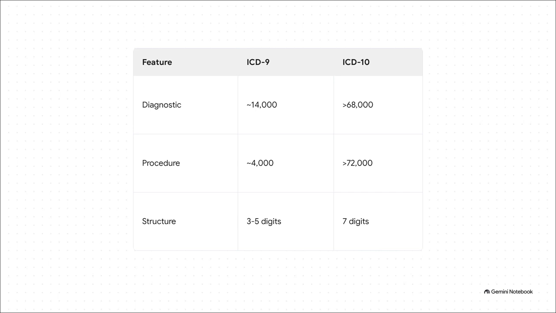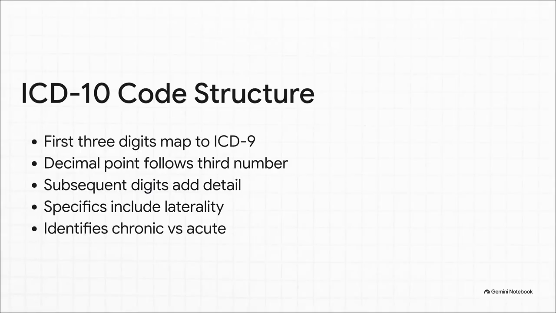When we shifted to ICD-10, boom, we jumped to over 68,000 diagnostic codes and a massive 72,000 procedure codes. The scale is just immense. To handle all that extra detail, the physical structure of the codes had to change too, expanding from 3 to 5 digits all the way up to 7 digits. So, let's actually break down how you decipher one of those 7-digit ICD-10 codes.